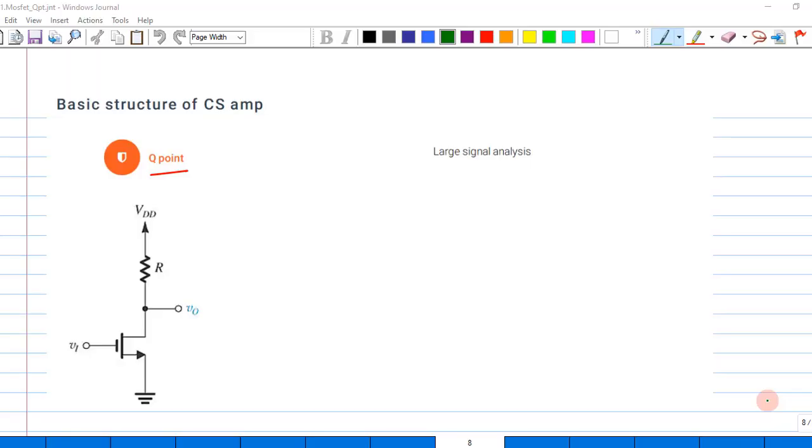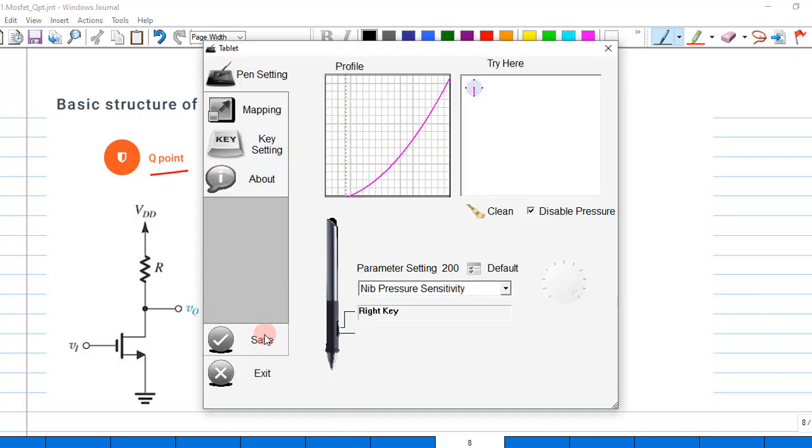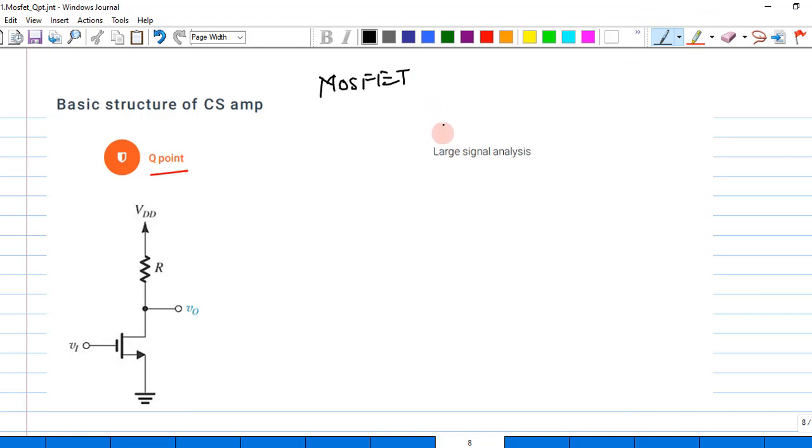So in the last class, we have been talking about the MOSFETs. I'll just list out what we have done. We were looking into this MOS structure, and then we had also spoken about the regions of operation, right? Along with it, we were looking at the current equations, the drain currents in each of these regions. After this, we were looking at this CS amplifier with a resistive load, right?